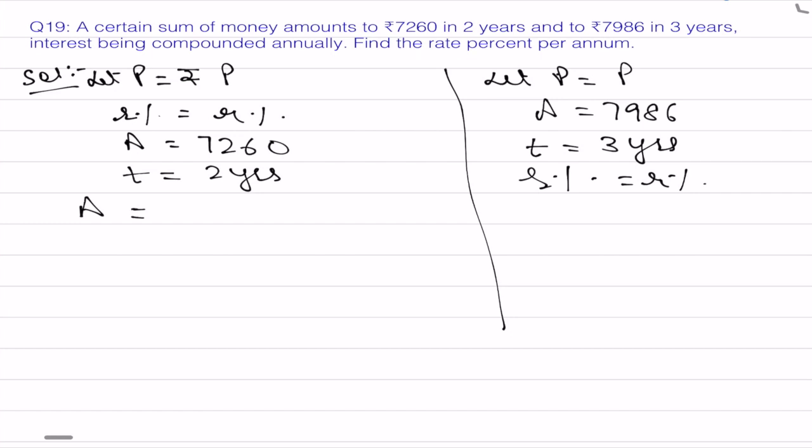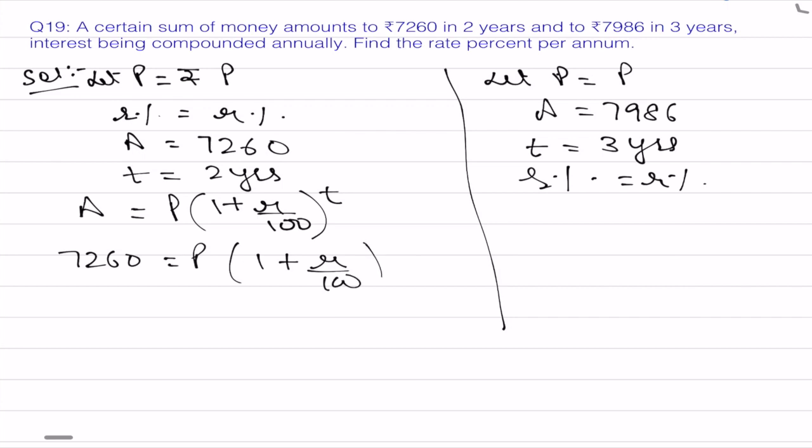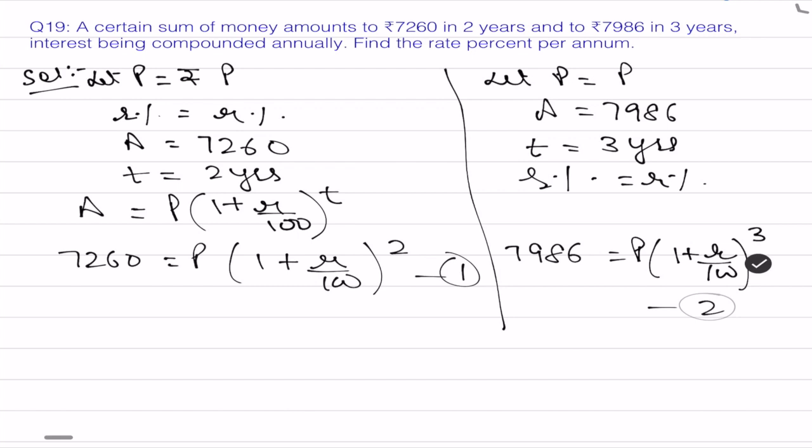So first we will use a formula for both the cases, the amount formula, that is P into (1 plus R upon 100) raised to the power T. We will put the values and we will get the equations, for 2 years and for 3 years. So after substituting the values, we can see we have got these two equations.